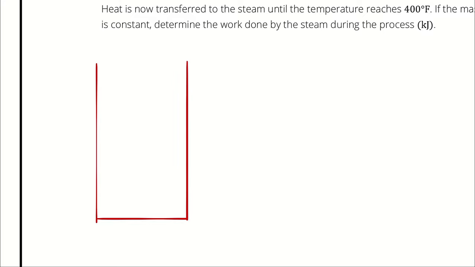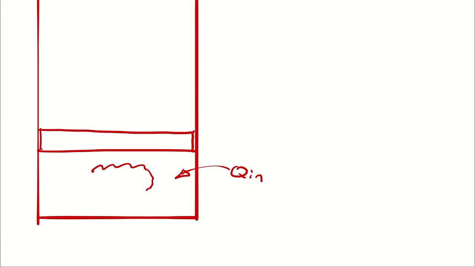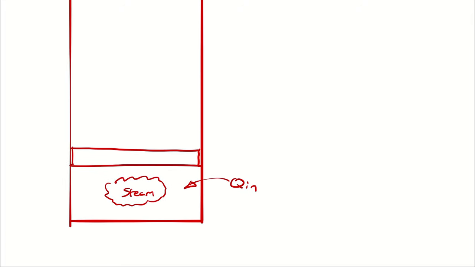So I will draw this piston cylinder arrangement and recognize that if heat is transferred to the steam, that's going to be a Q in, a heat transfer in. That heat is transferred to the steam. And in order for the steam to remain at a constant pressure while receiving heat and increasing in temperature, the piston is going to have to move up. We are going to have to expand in this process.